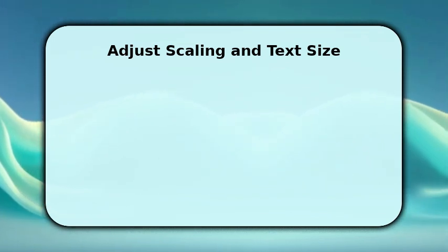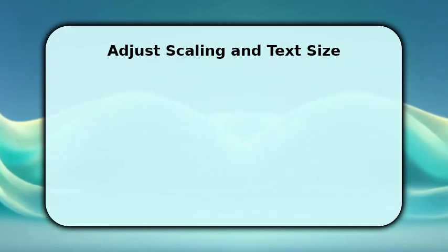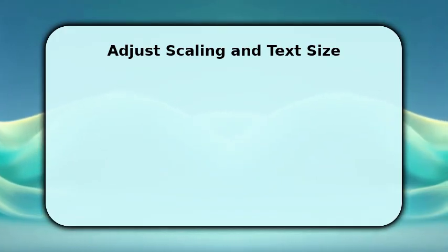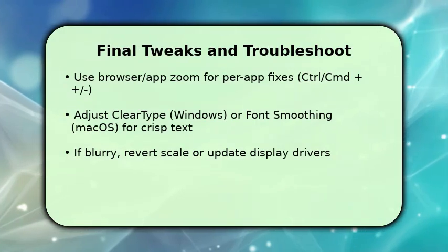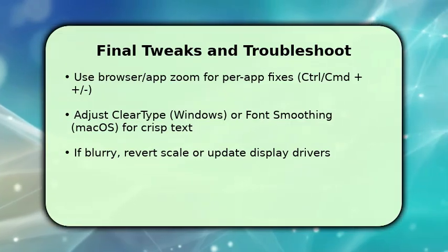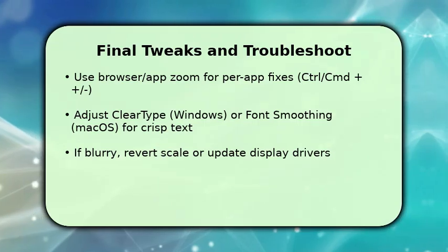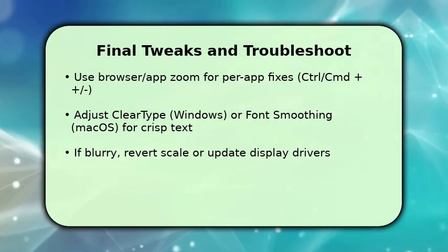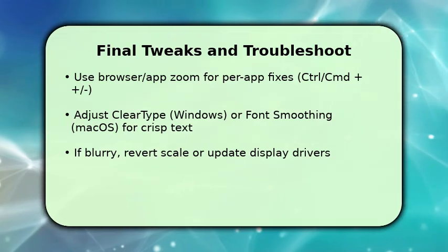Finish by addressing per-app cases and clarity. If an app still looks small, use its zoom controls, Control or CMD +/- for instant fixes. Once done, improve crispness with Windows ClearType Tuning or Mac OS Font Smoothing. These change how sub-pixel rendering sharpens letters.